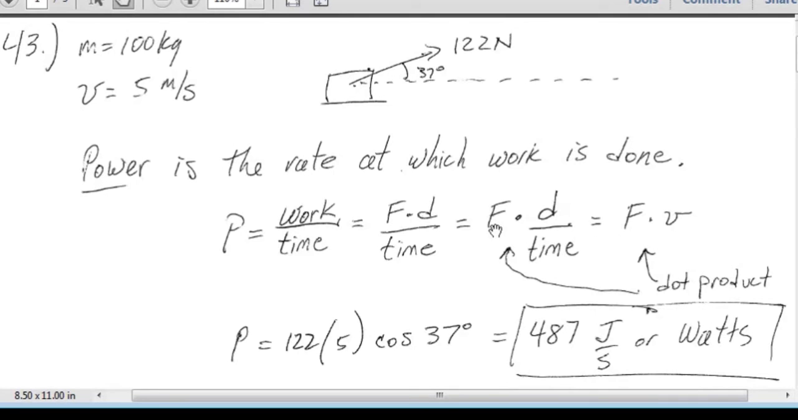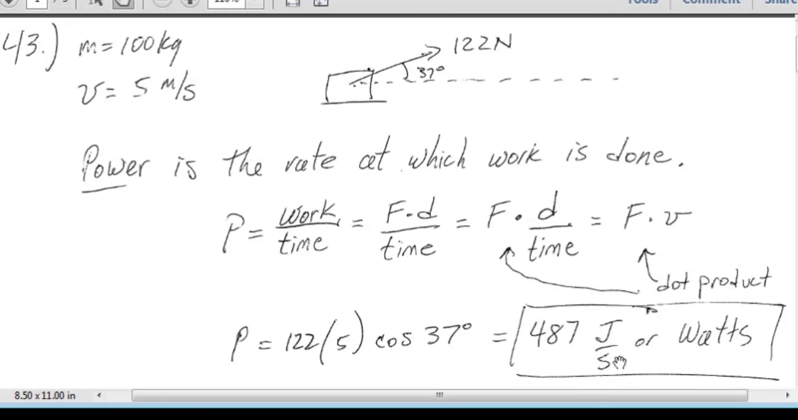So instead of doing the dot product of the force and the distance and then dividing by the time, I can just do the dot product of the force and the velocity. So that's what I've got here: the magnitude of the force, the magnitude of the velocity, times the cosine of the angle between them, and that gives me my answer in joules per second. Notice it's units of energy per units of time.